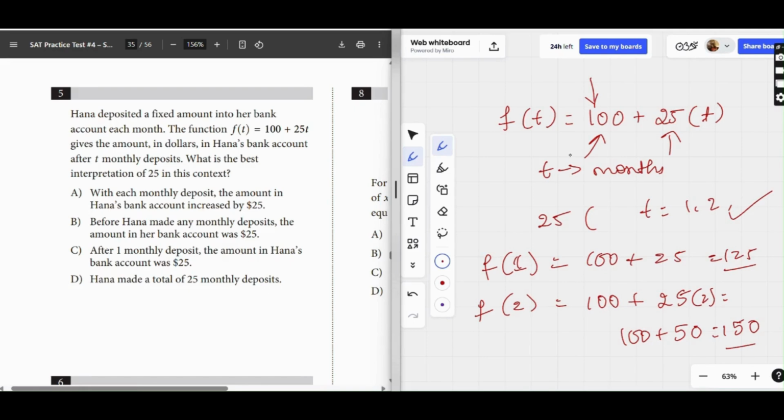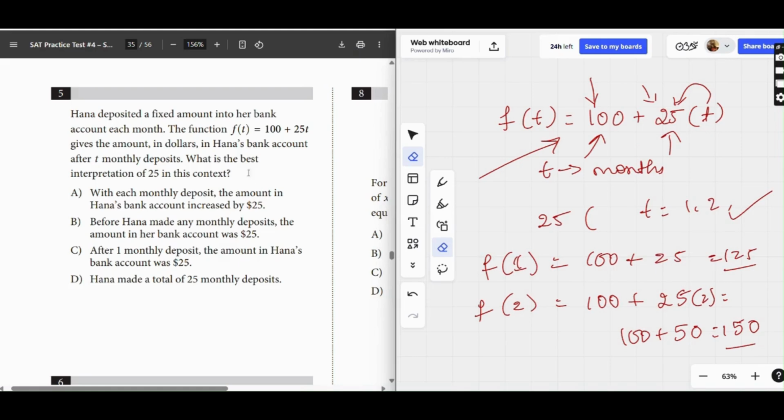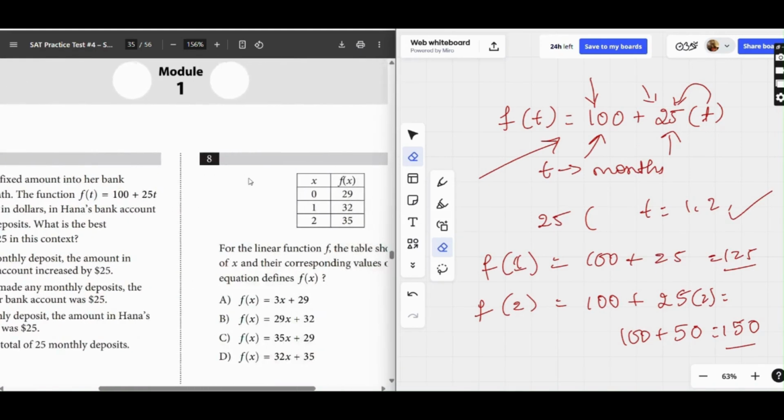Hannah, a total 25 monthly deposit. So the first option resonates with this interpretation of 25 in this context. It's quite simple. Whenever you see multiplication of something being adopted in the given function, that represents a changing factor when it comes to creating an equation. So in this function, the monthly deposits increased as a multiple of 25. Therefore, the first option is your correct one.